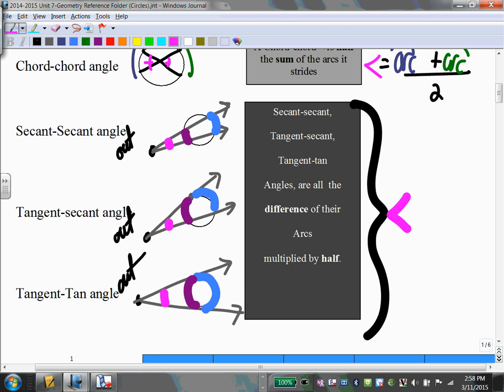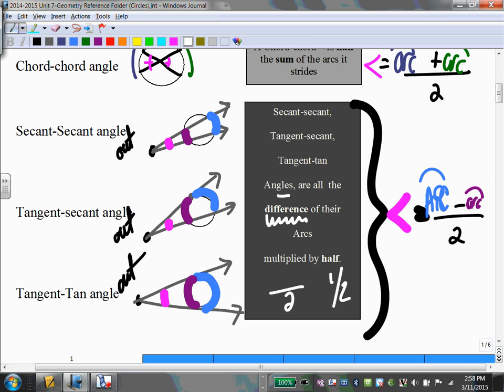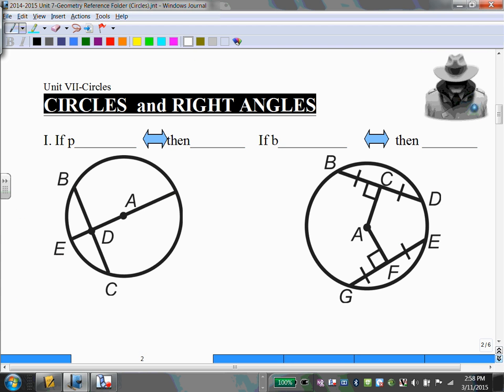And it's angle equals the big arc, which in my case is the blue one. Big arc minus the little arc over 2. That's secant, tangent, tan angles are all the difference, that's subtract of their arcs multiplied by half or divide by 2, same thing. All right, that's recap. Let's do what we did today. We'll come back to that.